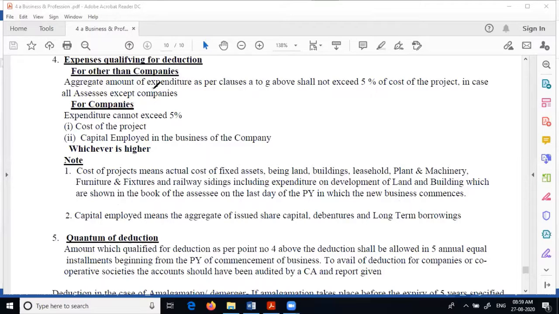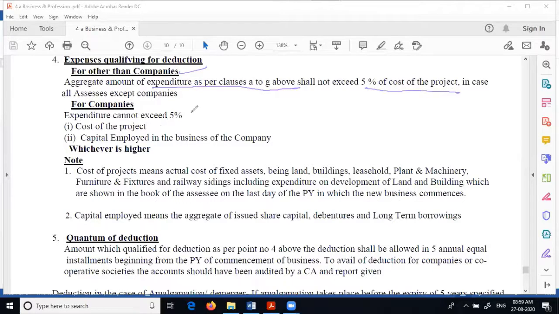Aggregate amount of expenditure as per clause 8, just now we have seen. We are talking of other than company. Whatever expenditure is qualifying, what we saw A to G, take the total. It should not exceed 5% of the cost of the project. So it is limited to 5% of the cost of the project in all aspects.